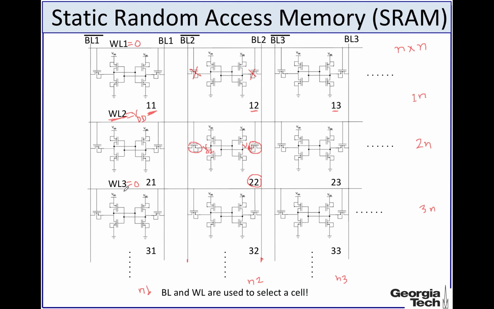Similarly, because WL3 is 0, these two transistors will be off as well. So bit line 2 bar and bit line 2 will not see any output from this cell or this cell. And similarly, when you are trying to write into this cell by changing the voltages of BL2 and BL2 bar, it will just write in this cell. It won't be able to write into these other cells because these transistors are all off.